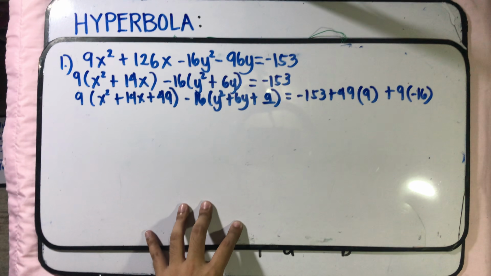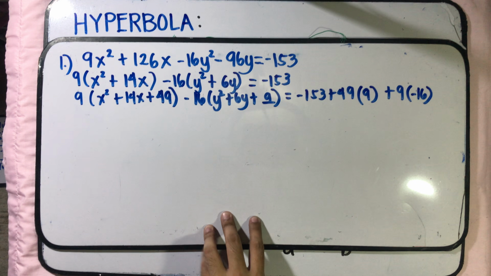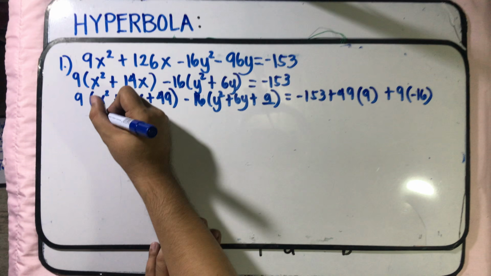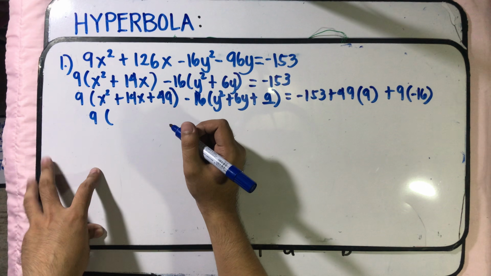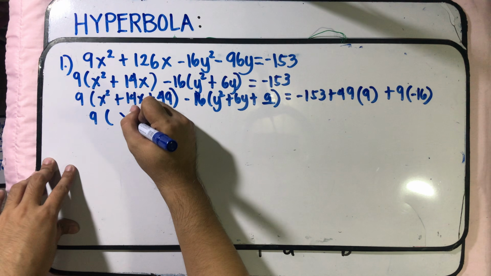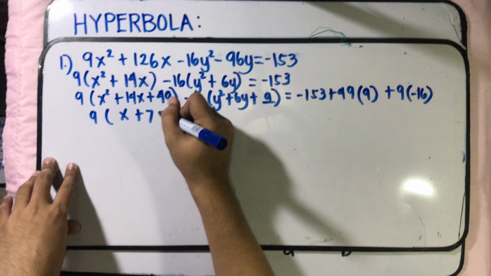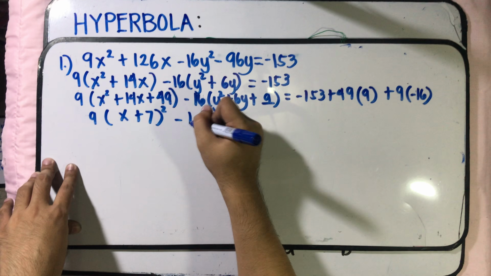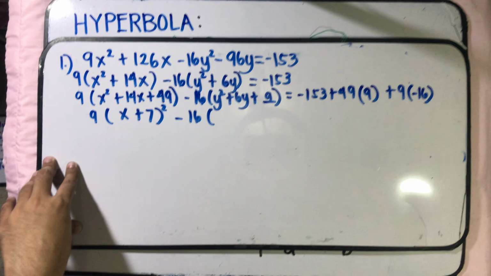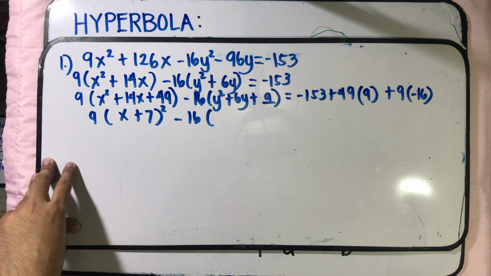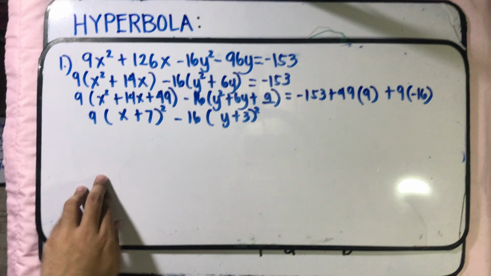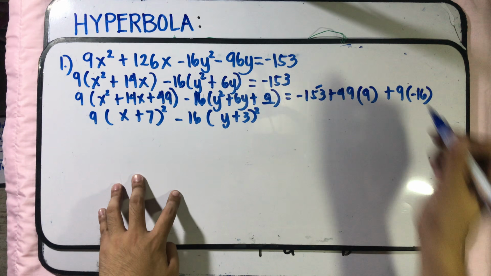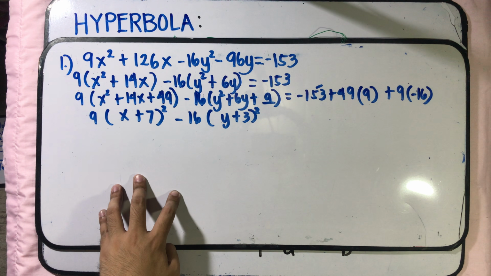Okay, so in that case, we'll now be getting the factors for this one. So this becomes 9 times x squared plus 14x plus 49. That would be x plus 7 quantity squared minus 16 times, we have y squared plus 6y plus 9. Therefore, that is y plus 3 quantity squared.